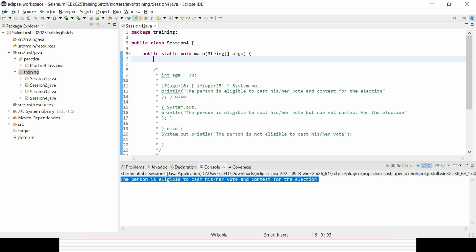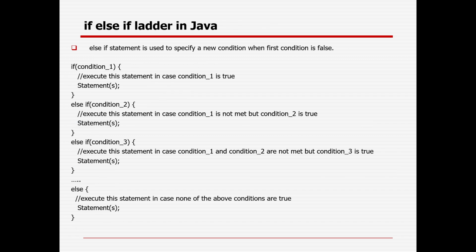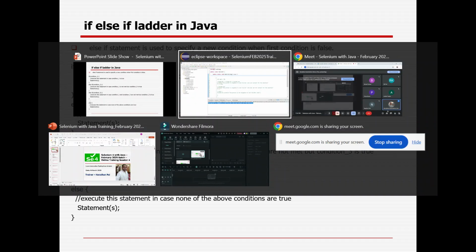But what happens in case I am having multiple conditions? It is called the if else if ladder, or sometimes called the else if statement. The else if statement is used to specify a new condition when the first condition is false. There can be numerous conditions. It will first validate the first, second, third, fourth and so on, and then it will go for the last one in case nothing is matched. Here I will try to give a simple example.